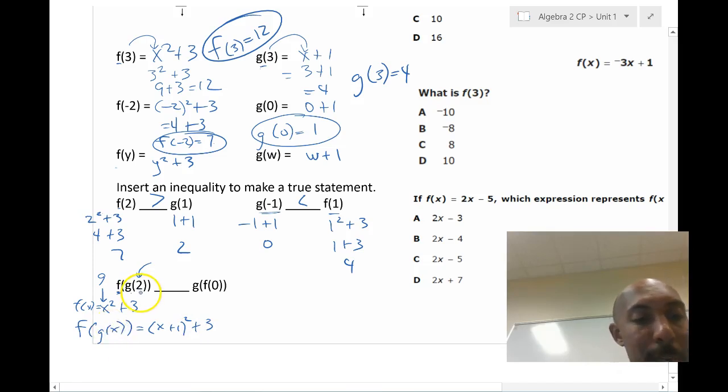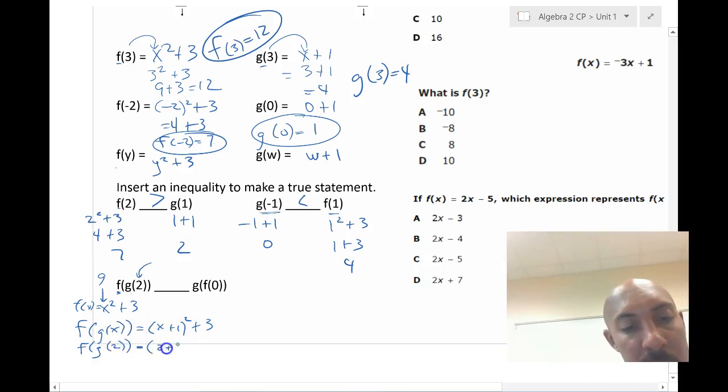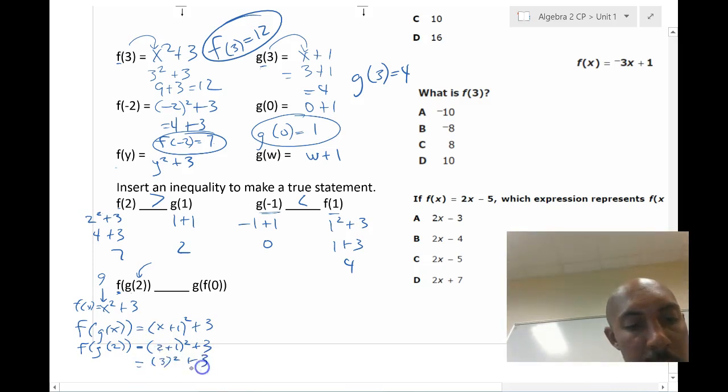Okay, but it's asking us to plug in 2. So now to that x, we're going to plug in 2. So f of g of 2, we put 2 plus 1 squared, and then plus 3. And now we just evaluate. 2 plus 1 is 3. 3 squared is 9, plus 3 is 12. Okay, so the first one's 12.